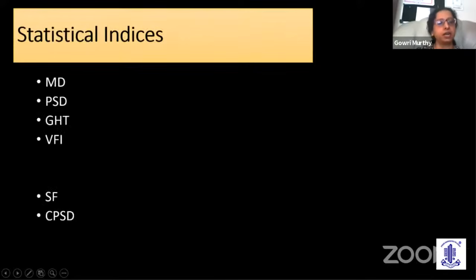So after these areas, we come to the statistical indices. So these are all the various statistical indices which are there.